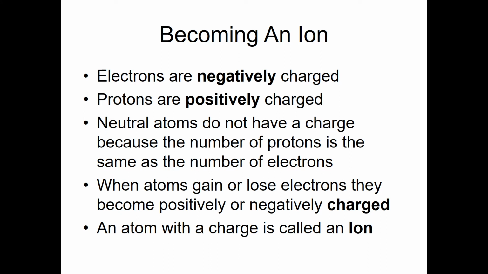Electrons are negatively charged. Protons are positively charged, and neutral atoms do not have a charge because they have the same number of protons as electrons. When atoms gain or lose electrons, they become either positively charged as they lose, or negatively charged as they gain electrons. An atom with a charge is called an ion. So if you've gained an electron or lost an electron, it's become an ion.